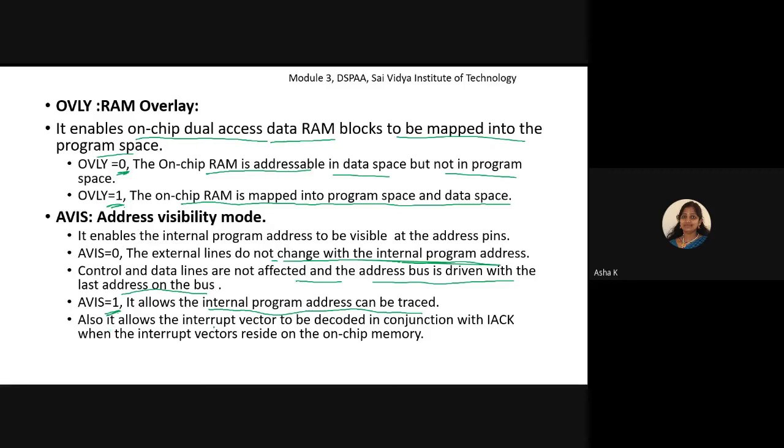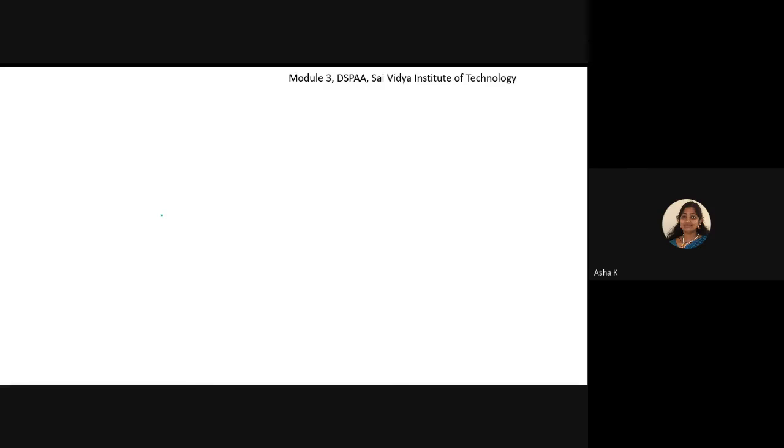Also, it allows the interrupt vector to be decoded in conjunction with interrupt acknowledgement when the interrupt vector resides on the on-chip memory. So this is the address visibility mode, which is available along with the PMST register, processor mode status register, mainly used to enable the internal program address to be visible at the address pin. So this is the address visibility mode.